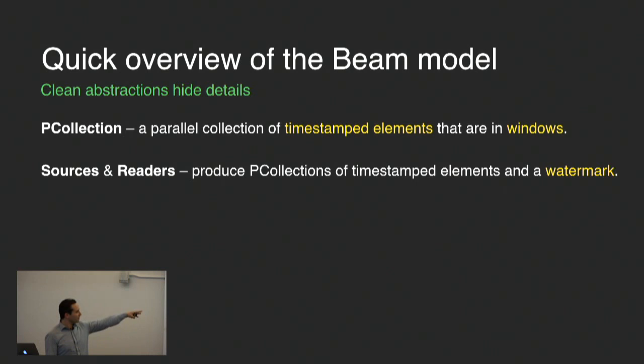It produces these PCollections. Every source is also responsible for producing a watermark. The watermark is the estimated low watermark of timestamp. So what this means is, if the source says, "I believe my watermark is 12 p.m.," that means that the source believes, "I don't think I will ever produce data again that's less than 12 p.m. I think all the data that's ever going to come through me is in the future from 12 p.m."